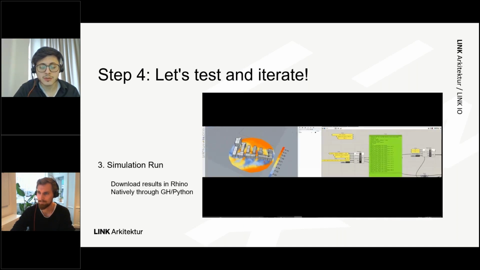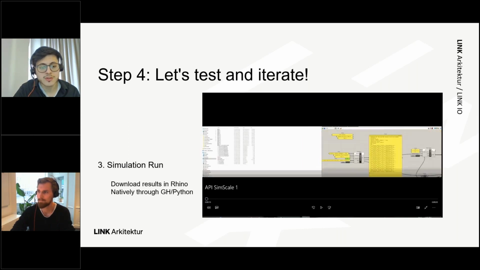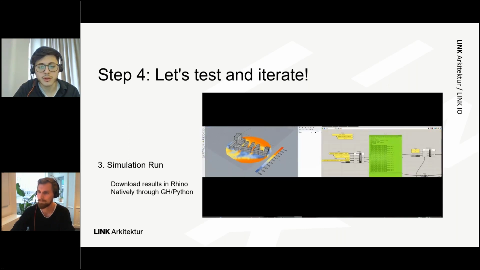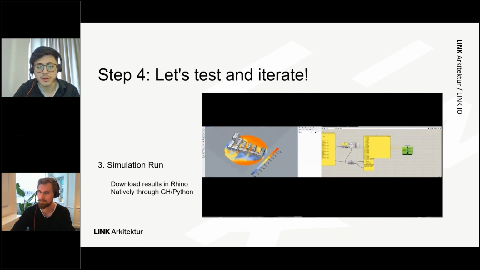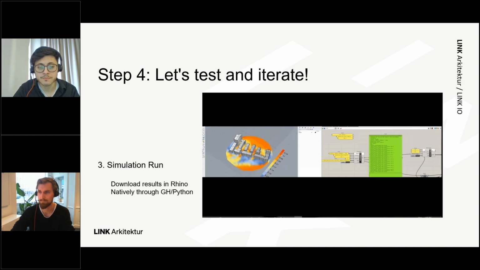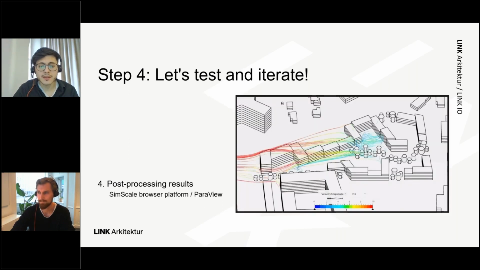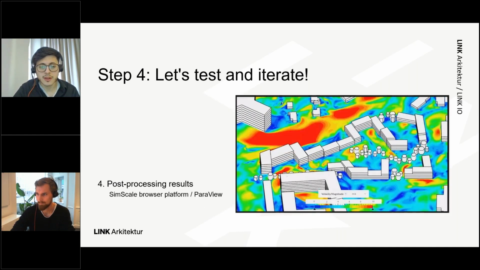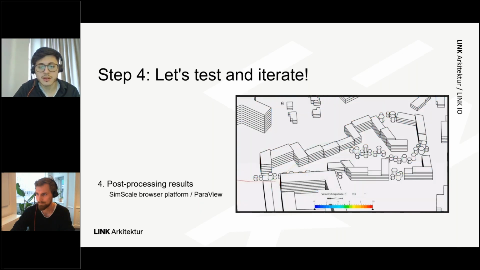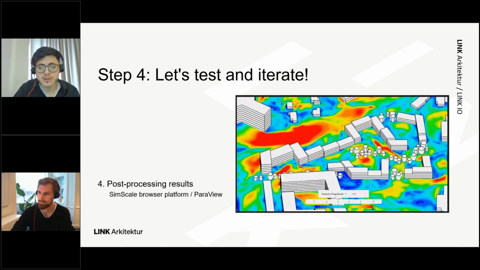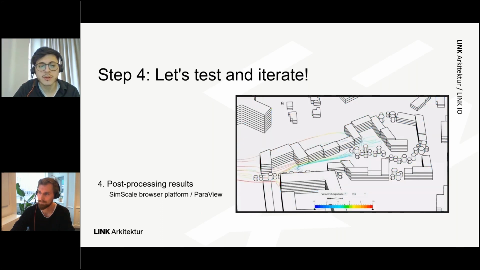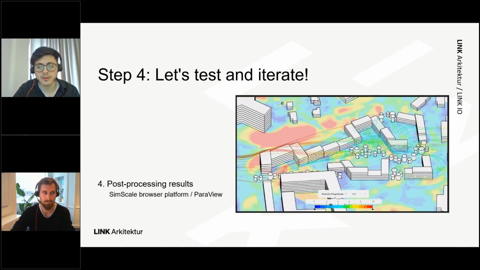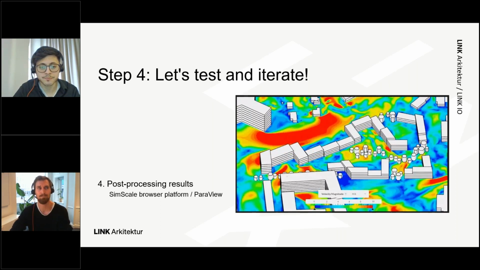Then the simulation runs, and after some time and some computational resources used, we are able to download our result in Rhino, for example, natively through Grasshopper and also dedicated Python scripts. And the post-processing results. Here, SimScale is still our main tool to do that, to be able to work with transient and animation results, for example. And we could also use external tools such as ParaView.